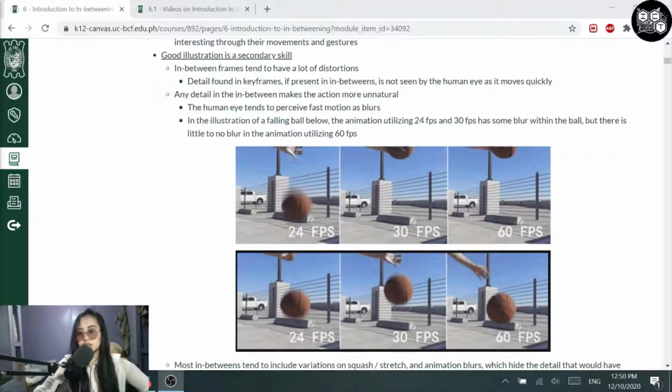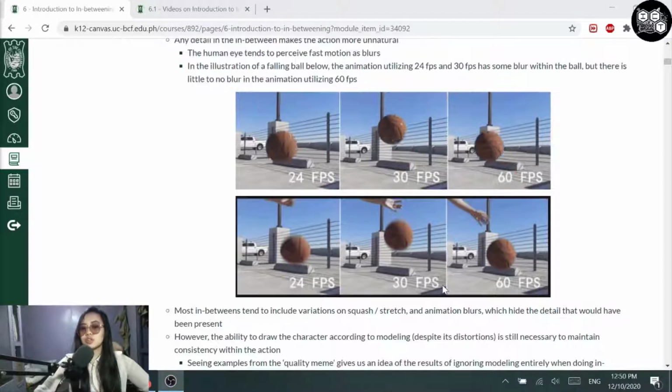Because as stated earlier, a lot of the things in in-betweening, you will only be seeing within a fraction of a second. So if you create a lot of detail in in-betweening, number one, it's pretty useless because it won't be seen. Number two, it would actually affect the quality of your animation. To give you a better example, we have an illustration right here of a falling basketball.